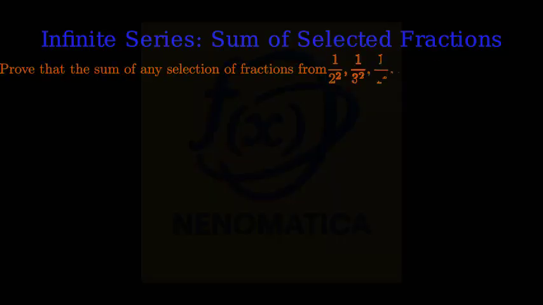The problem states, prove that the sum of any selection of fractions from the sequence 1 over 2 squared, 1 over 3 squared, 1 over 4 squared, and so on, is always less than 1. Let's start by formalizing this problem.